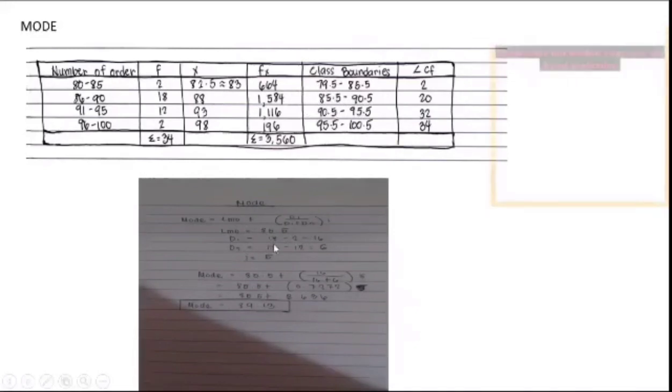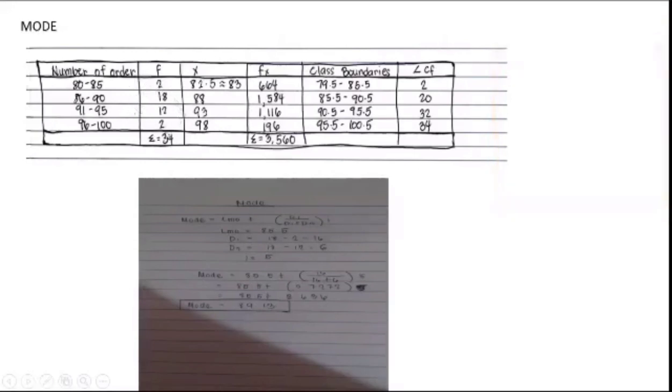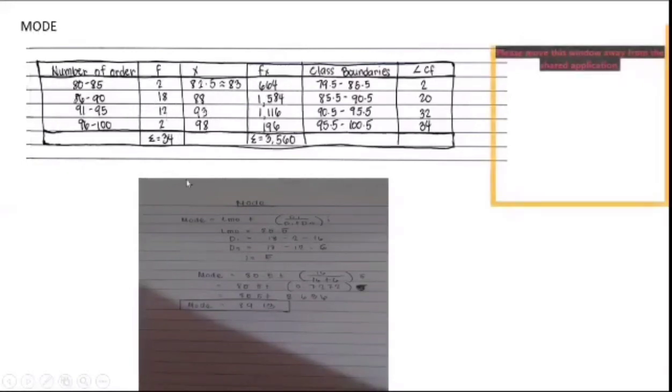And then the D1 is 18 minus 2 equals 16. Because the 18, to get the 16 you have to minus 2. So this is the final answer for D1. And then D2 is 6. Why is it 6? Because we have to subtract again the 18 and then the one after the 18, which is 12. And then our interval is 5.